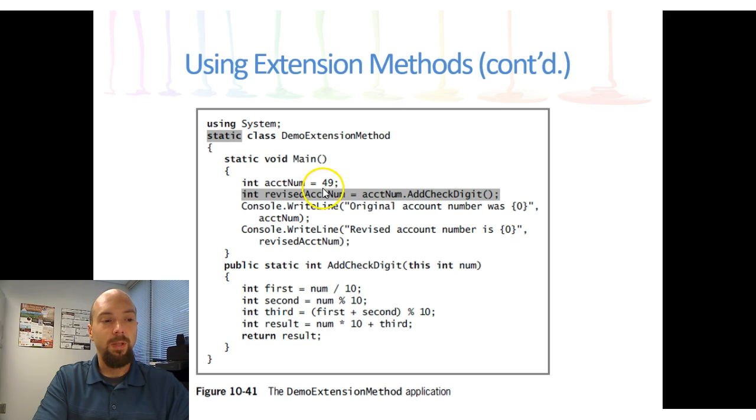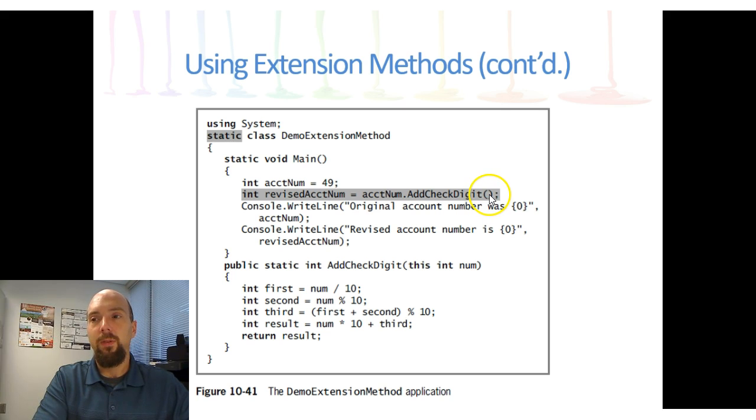And so it comes down, we send 49 in, because it knows 49 came from account number. And then it'll say int first is num, so 49 divided by 10. Then the second is going to be the modulus for whatever the second number is, so num modulus 10. And then the third is going to be the first plus the second modulus 10. And then our result is going to be number times 10 plus whatever the third object is here, and then it returns the results. Then that gets sent back up here.